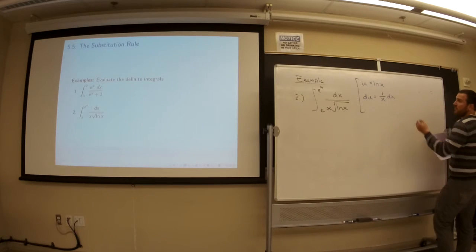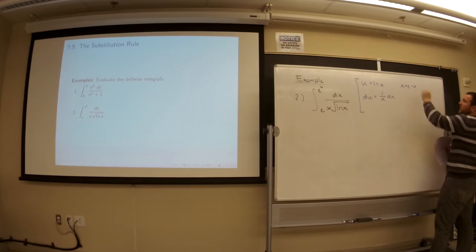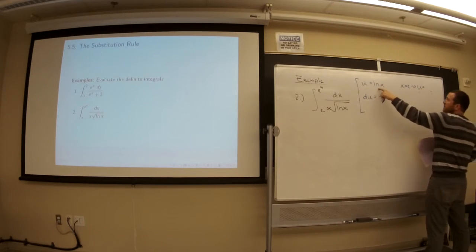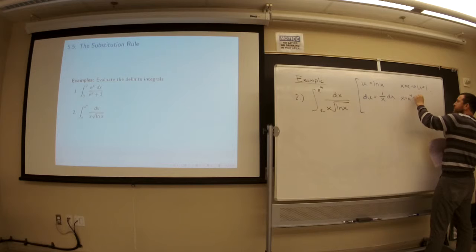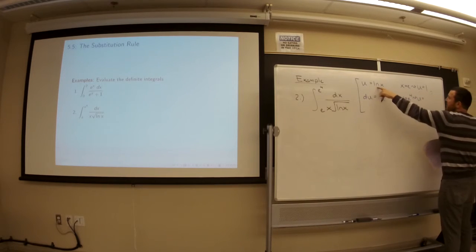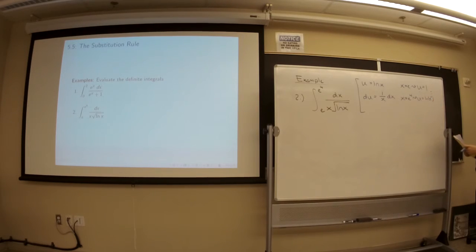So now let's switch our limits. When x is e, for our lower limit, u is going to be the natural log of e, which is just 1. And when x is e to the 4th, u is going to be the natural log of e to the 4th. But remember, the natural log just asks you e to what power is the value that's in the natural log. So e to the what power is e to the 4th? Well, that's just 4. So we'll end up getting much nicer limits for this.